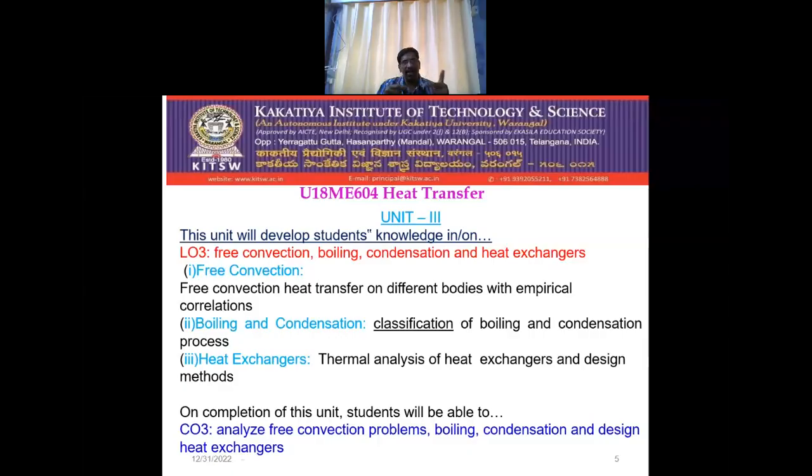When they are at different temperatures, it means one will have a high temperature and the other will have a low temperature. The fluid which has high temperature we call a hot fluid, and the fluid which has low temperature we call a cold fluid. So here we are going to discuss the hot fluid as well as cold fluid heat transfer when they come in contact with each other, maybe indirectly or maybe directly.